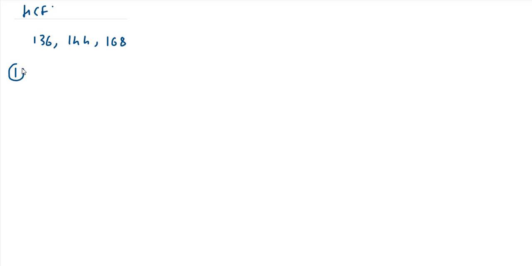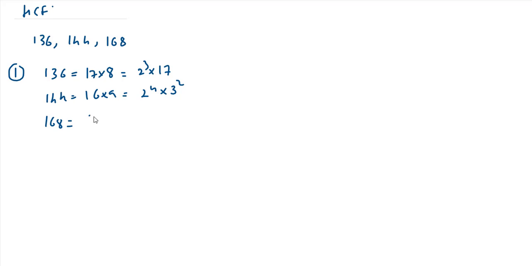In the first method, you have to write these numbers as a product of their prime factors. So 136 can be written as 17 into 8, which can further be written as 2 cube into 17. Likewise 144, which is 16 into 9, can be written as 2 raised to 4 into 3 square. 168 can be written as 21 into 8, which is 2 cube into 3 raised to 1 into 7 raised to 1.